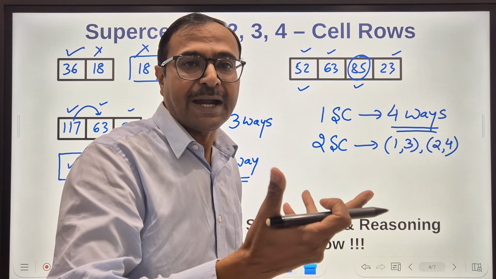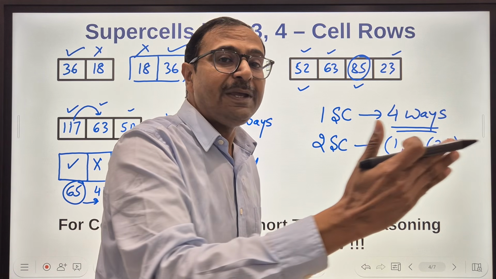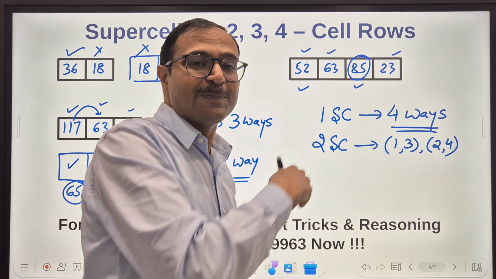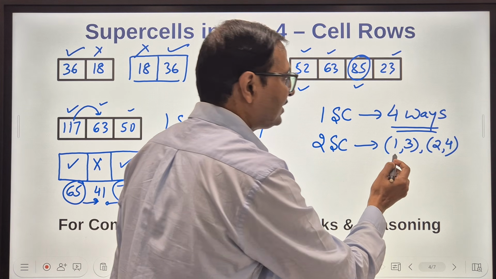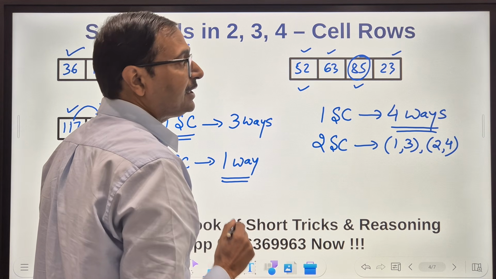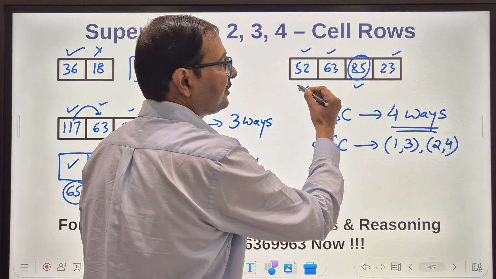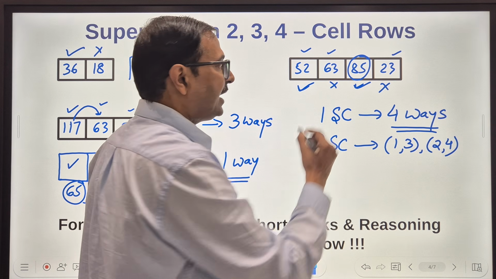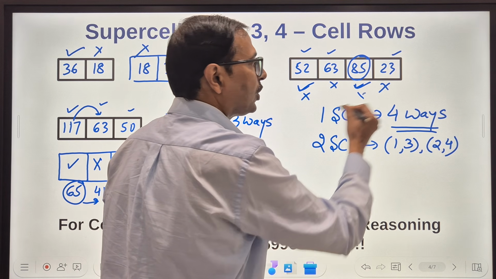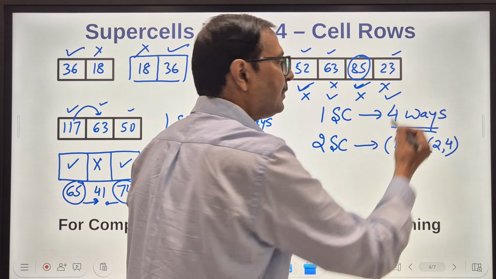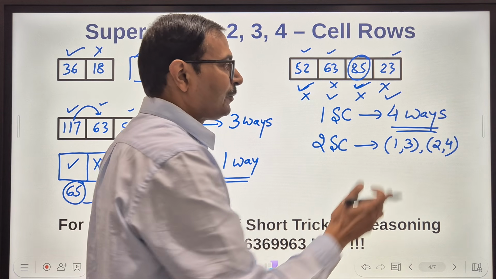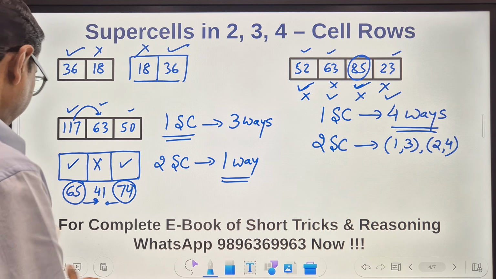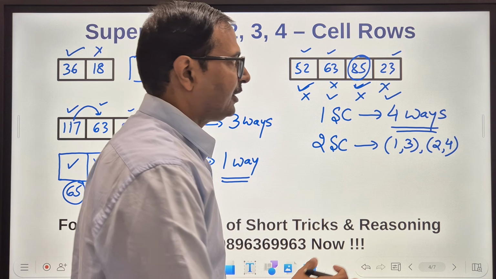We can put it up that way. They can never be adjacent, because one of them will be greater than the other, so the other will be smaller than the first. So 1 3 and 2 4. Is there any other combination which works? If these two are supercells, these will never be supercells. And if this and this are not supercells, then these two can be supercells, right? So how many possible ways are there? Only 2 different ways in which we can have it.